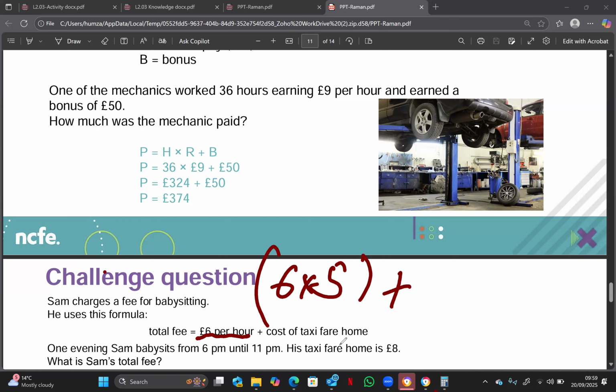It's £8, exactly. So then plus we would do £8. 30, add 8, which equals 38. So that's all. The answer is £38. That's the answer for this.